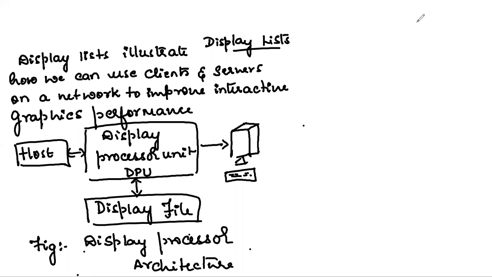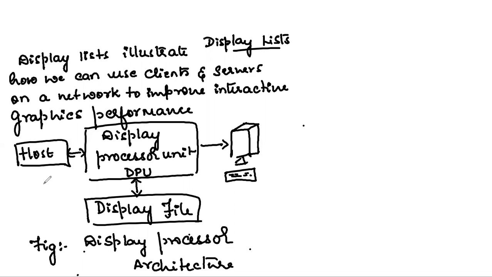Today's topic of discussion is display lists. Display lists illustrate how we can use clients and servers on a network to improve interactive graphics performance. If you see the architecture, it contains the host, the display processor unit, and the display file. The display processor has a limited instruction set, most of which is oriented towards drawing primitives on the display.